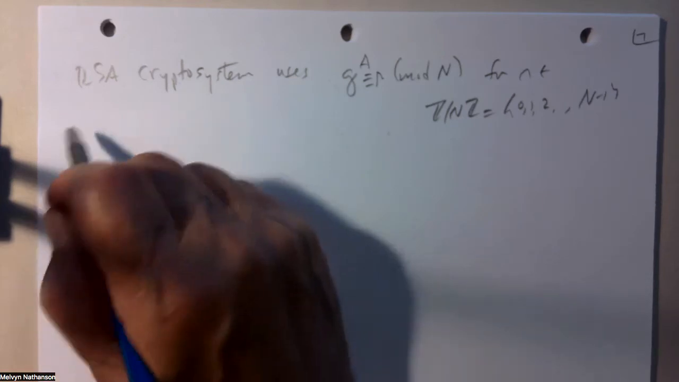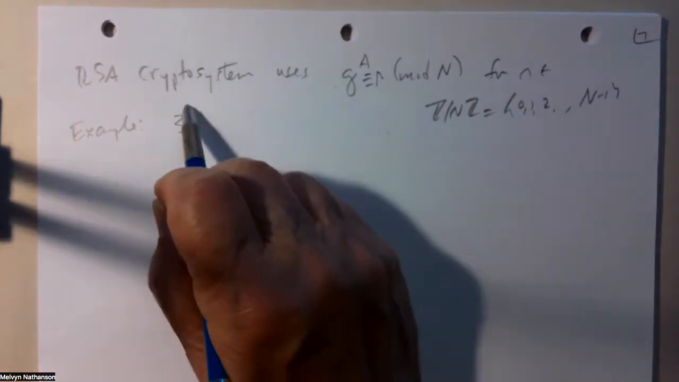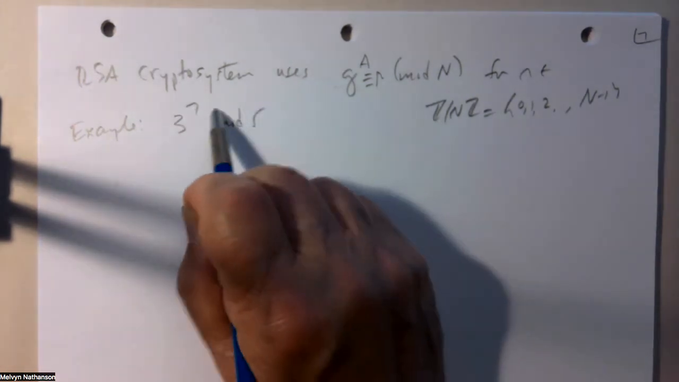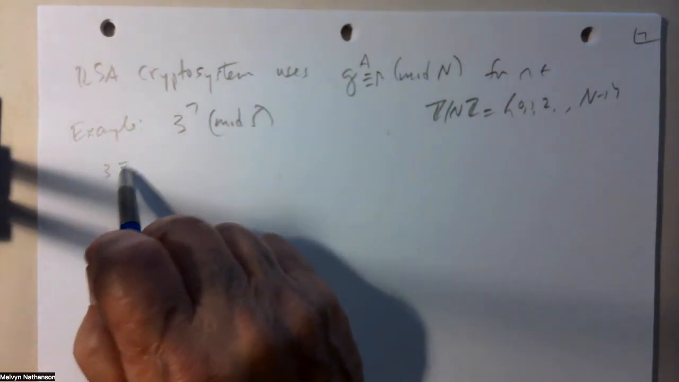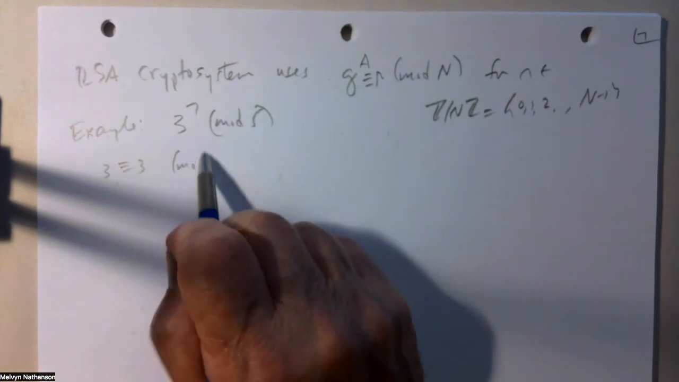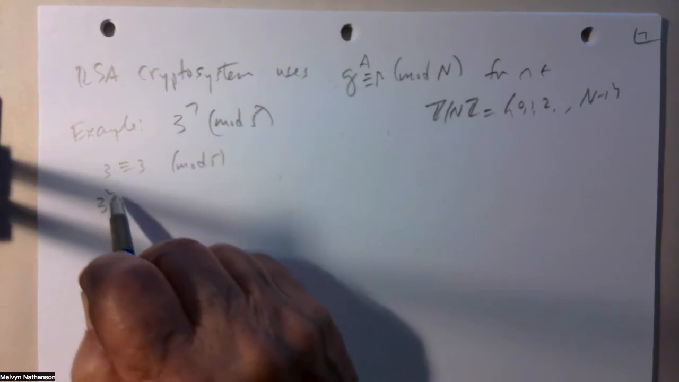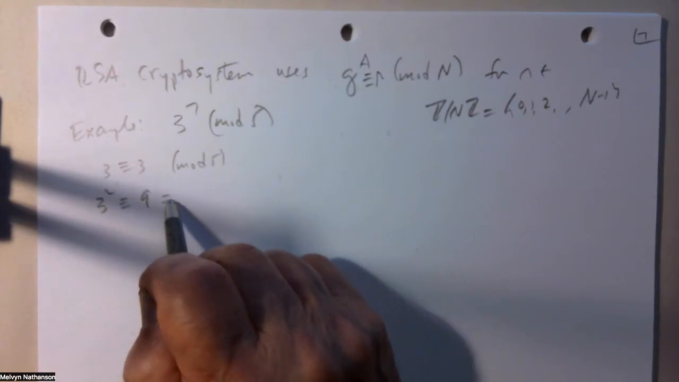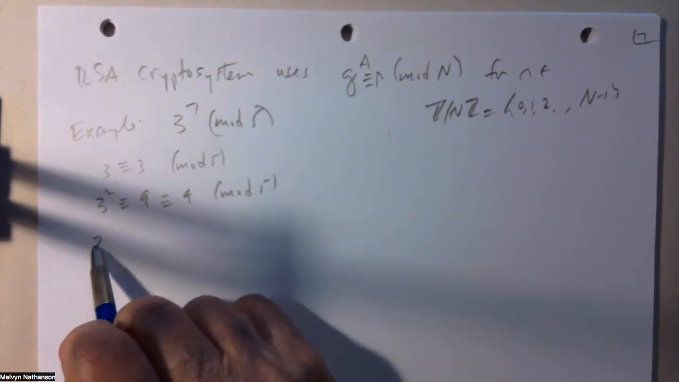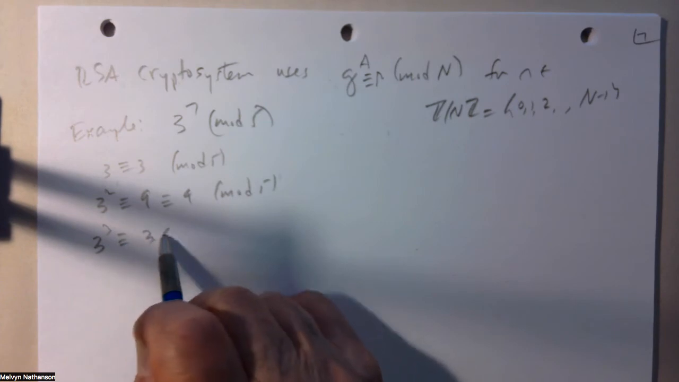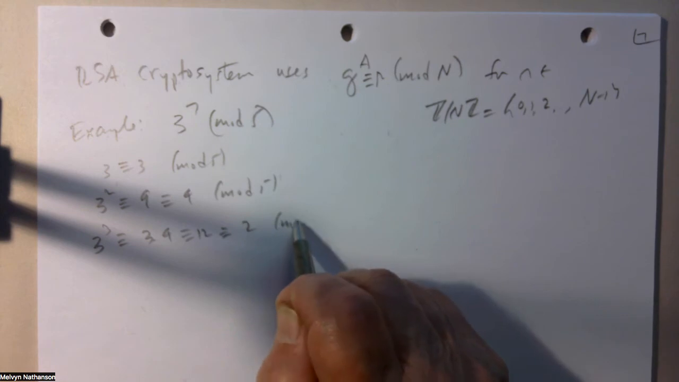So for example, suppose we want to compute 3 to the 7th mod 5. So 3 is congruent to 3 mod 5. How do we multiply by 3? 3 squared is 9, which is 4 mod 5. Multiply by 3 again. 3 cubed is 3 times 4, which is 12, which is 2 mod 5.